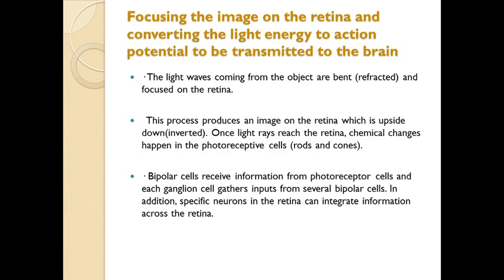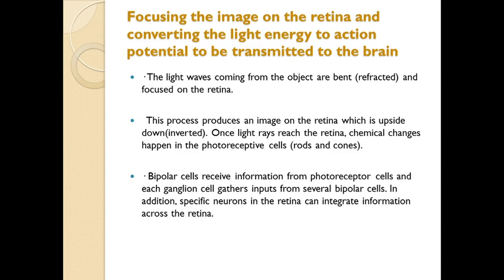So the next part: focusing the image on the retina and converting the light energy to action potential to be transmitted to the brain. Light waves coming from the object are refracted and focused on the retina. This process produces an image on the retina which is upside down. So the image formed on the retina is inverted.